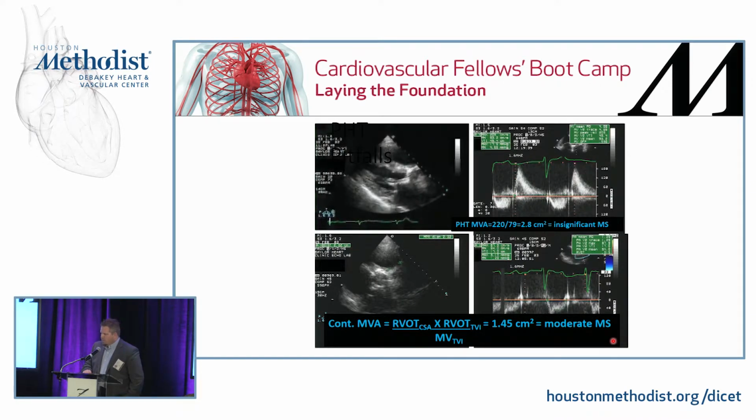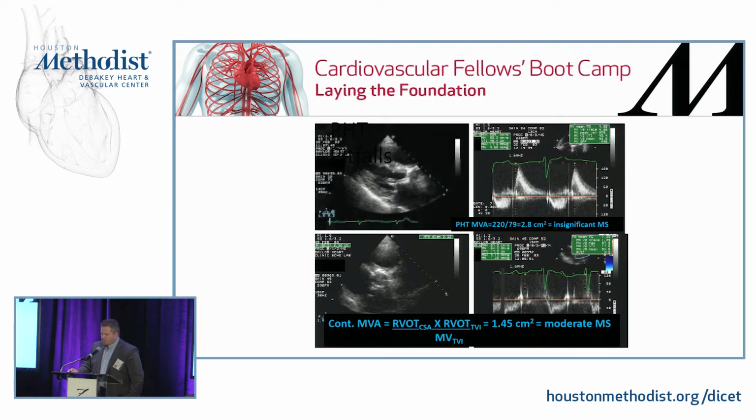So, using pressure half time, here's another example. We have a pressure half time of 79. We take 220 divided by 79. We get like 2.8 centimeters squared. So nothing. Insignificant mitral stenosis, no big deal. But being the good doctors that we are, we're not going to stop there. We don't believe it because maybe the patient has symptomatology that's consistent with mitral stenosis. We can take another measurement.